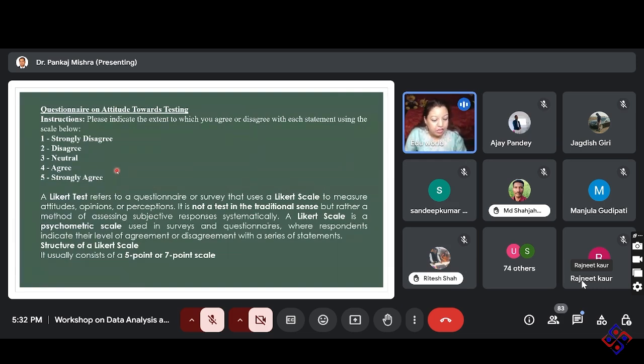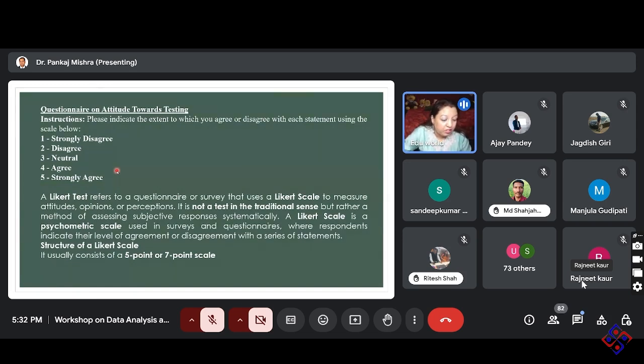And this scale can be used in two ways: we can use the 5-point Likert scale or the 7-point Likert scale. So the 5-point Likert scale is nothing but, see here, different dimensions have been given: first one is strongly agree, then neutral, then disagree. So this is the 5-point.